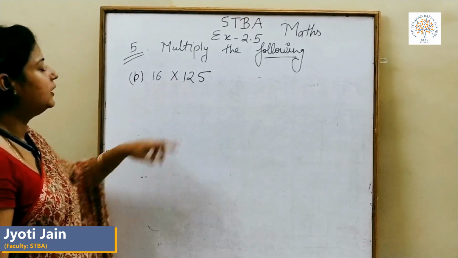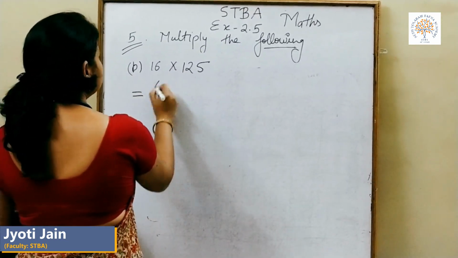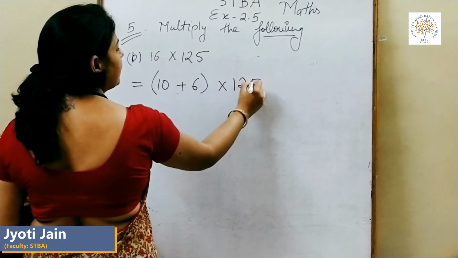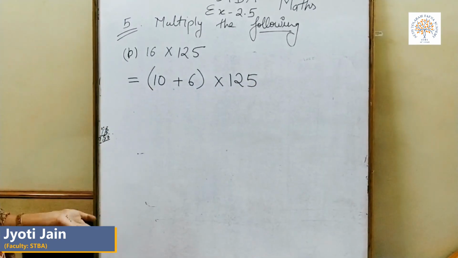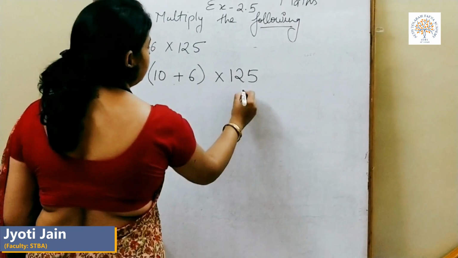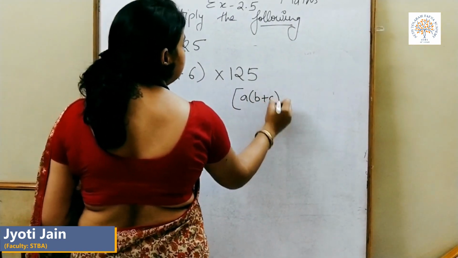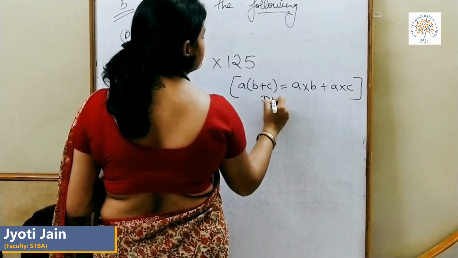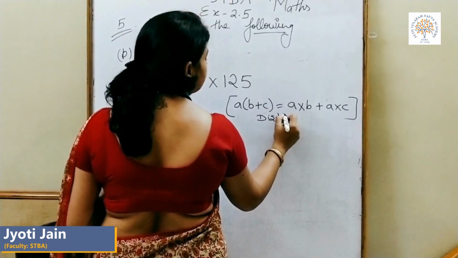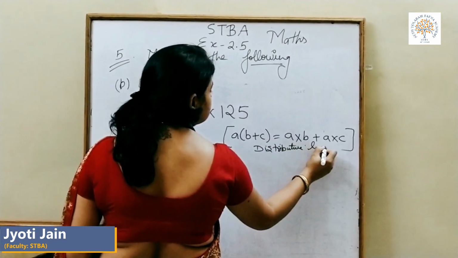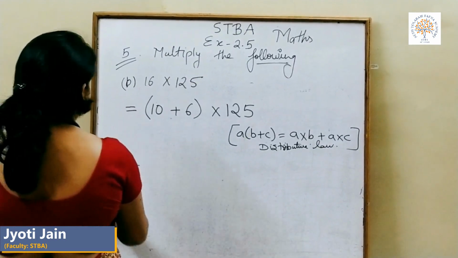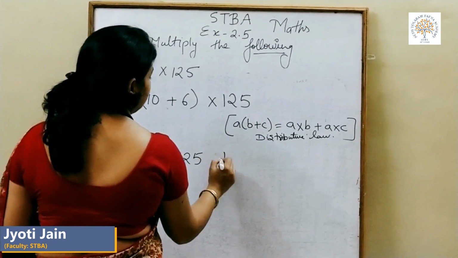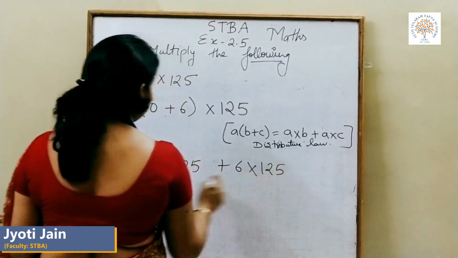Next is B part, 16 multiplied by 125. Again the same process. 16 can be written as 10 plus 6, and 125 as it is. Same thing, distributive law of multiplication. So when A into B plus C, A will be multiplied by B and A will be multiplied by C. So multiply them. So 10 will be multiplied by 125 and 6 will be multiplied by 125.